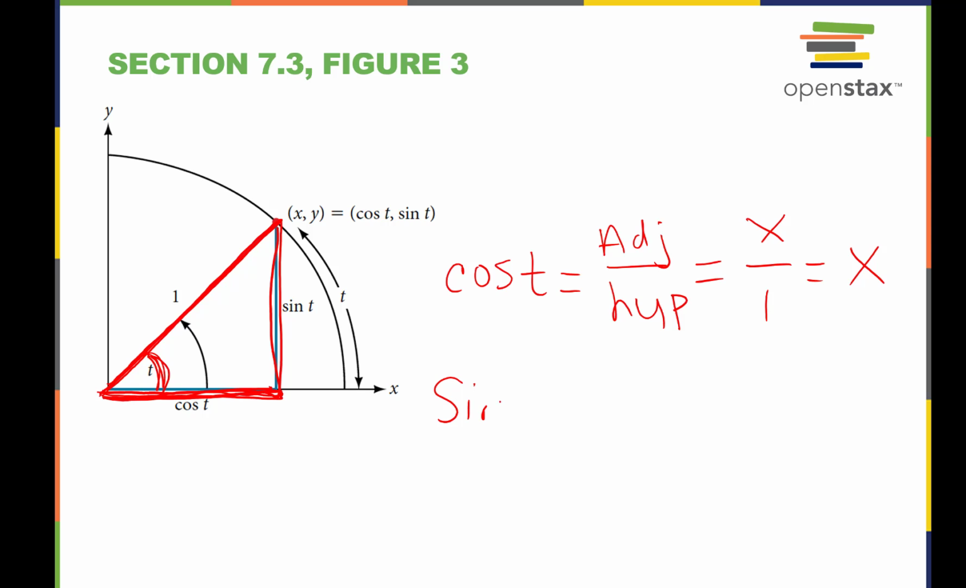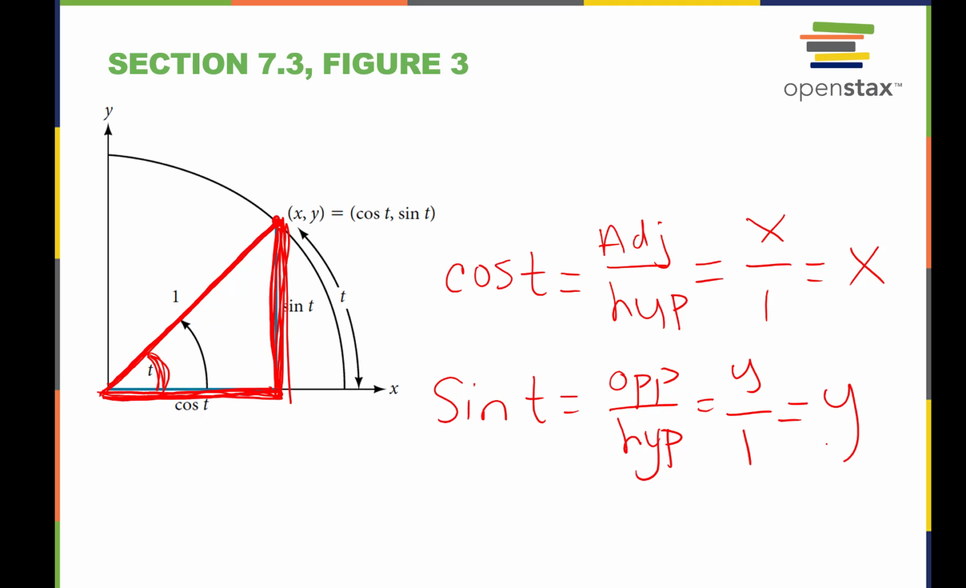When I define my sine, looking back at my triangle definition, sine is opposite over hypotenuse. If we relate this to our circle, opposite would be the height of my triangle right here. That's my y value of this point, over my hypotenuse, which is 1. So that's y over 1, which is equal to y. So this means my cosine of my angle is going to be whatever my x value is at that point on the circle, and my sine of t is going to be whatever my y value is at that point on my circle.